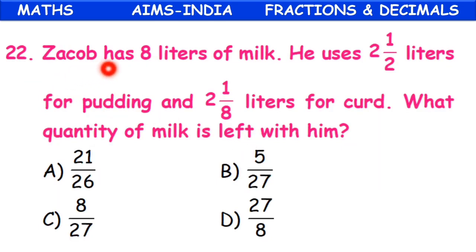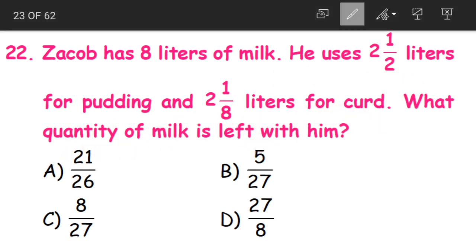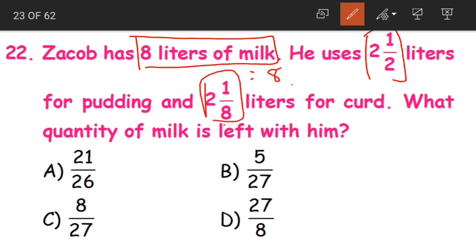Next question 22. Jacob has 8 liters of milk. He uses 2 1 by 2 liters for pudding and 2 1 by 8 liters for curd. What quantity of milk is left with him? Now in total he had 8 liters of milk, that is equal to 8. And how much did he use? First let us find out that. 2 1 by 2 and 2 1 by 8. He has used this much of milk.